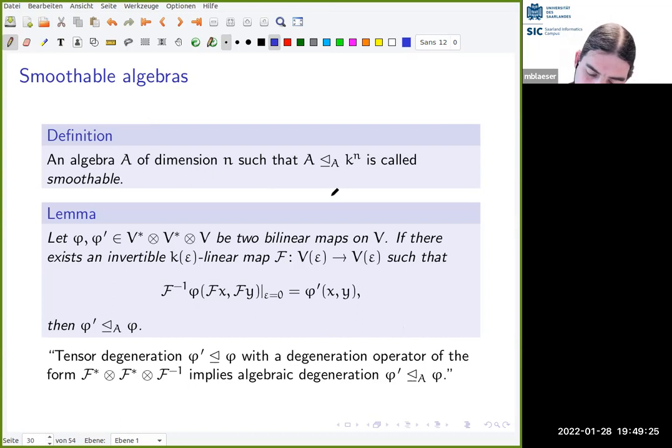And algebras, which you can degenerate with algebraic degenerations out of k to the n. So this is a commutative algebra with pointwise addition and multiplication. They are called smoothable.